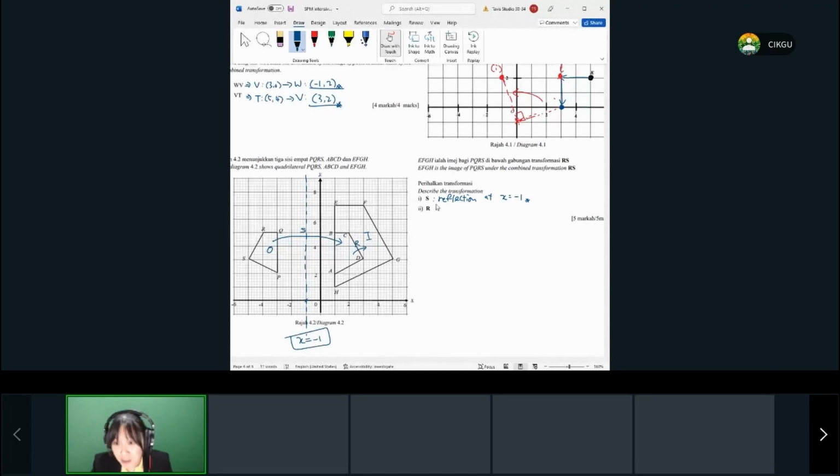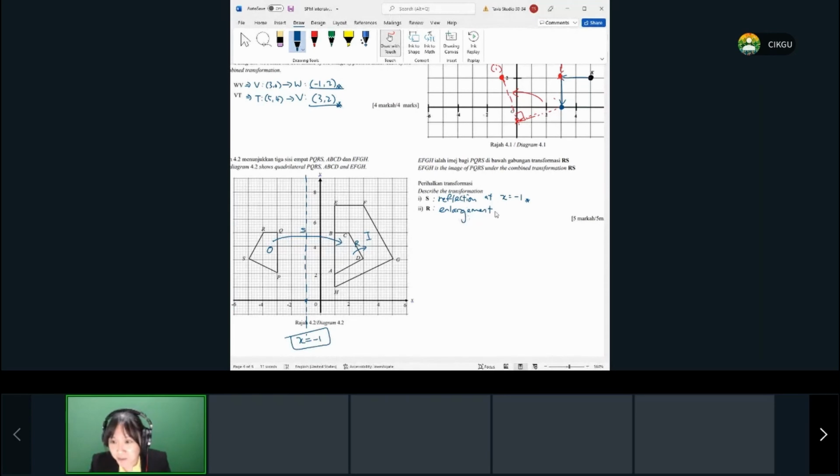Next, you want R, so from ABCD you want to become EFGH. This one becomes bigger, so it is an enlargement. By the way, I just want to point out, enlargement doesn't just mean going bigger. Enlargement can also go smaller. Later we will see an example where it becomes smaller.